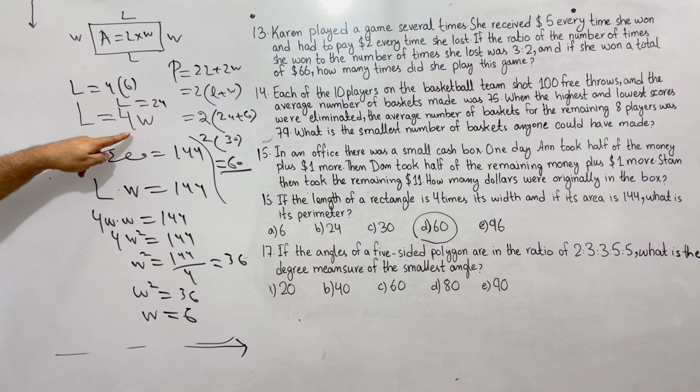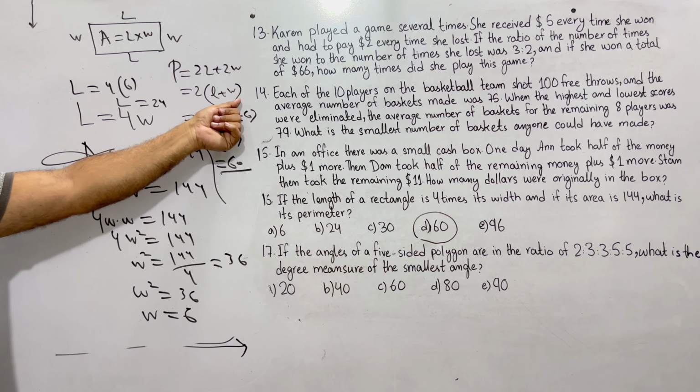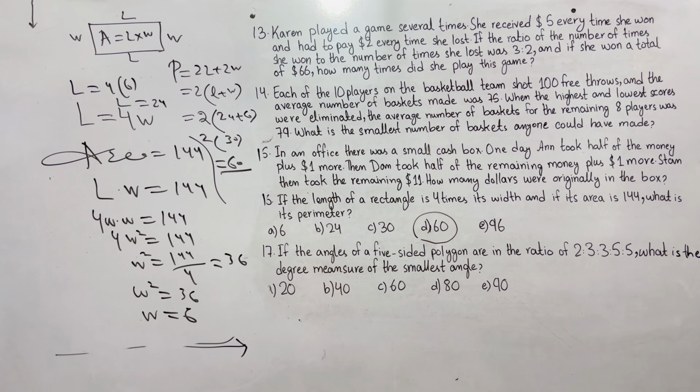I have found the value of W here. 4 times 6 is 24. Length is 24 and width is 6. We are asked to find the perimeter. Plug in the value of L and W. 24 plus 6 is 30. 2 times 30 is 60.